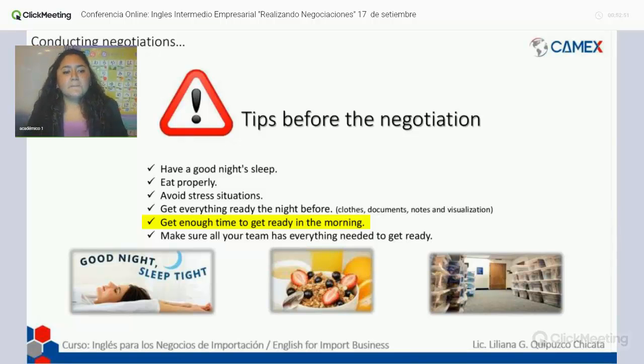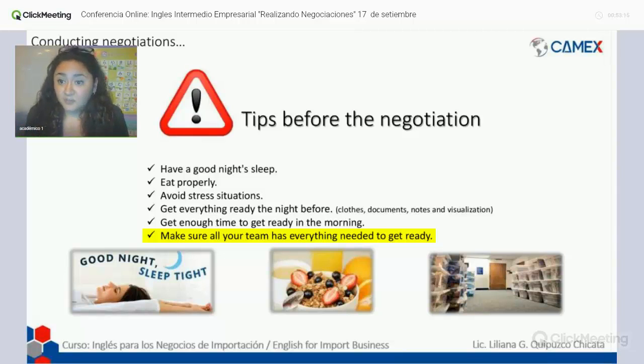So then, make sure all your team has everything they need to get ready. This means you're not going to be the only person making a negotiation, but you're going with a team, and especially if you are the team leader, you have to make sure the night before that they have everything they need. You have to know that they are going to have a good night of sleep, so maybe you can call them and tell them, hey, go to sleep right now, please.